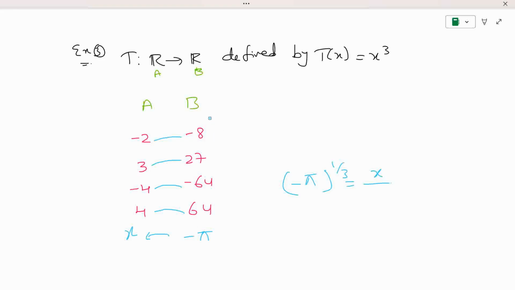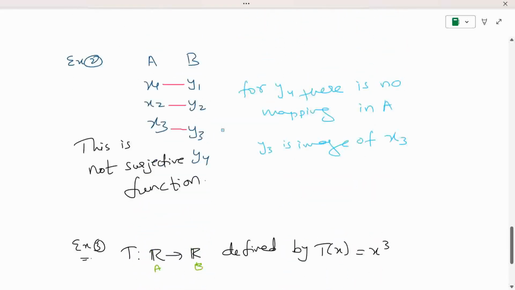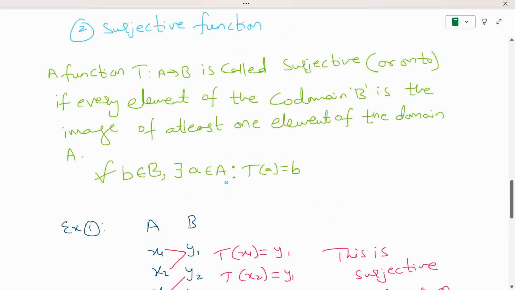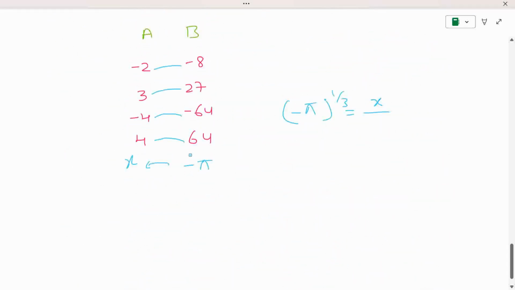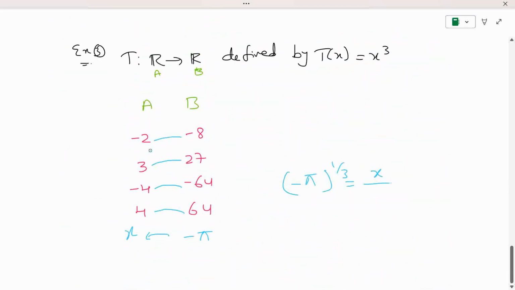So like that, for every element b that belongs to B, as per the definition, there exists some element a that belongs to the set A. Therefore, this is a surjective function.